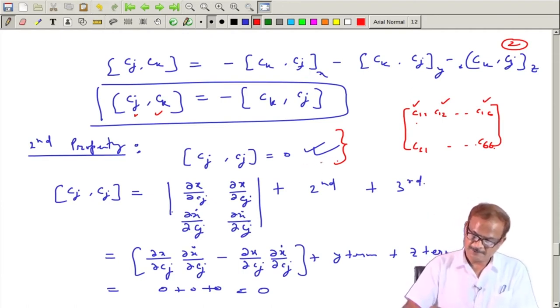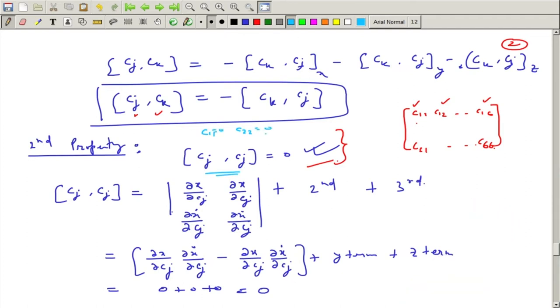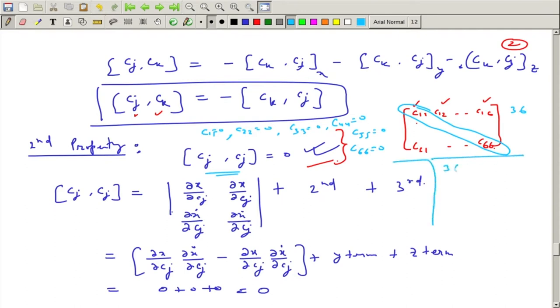So, in view of this second property, your diagonal elements are all 0, because C_11, C_22, from this one you can see that all of them will be equal to 0, C_33, C_44 equal to 0, C_55 equal to 0, and C_66 also equal to 0. So, your diagonal elements vanish. So, in total there are 36 elements here. Out of 36, once the diagonal elements are 0, so 36 minus 6, only 30 need to be estimated. The 30 Lagrange brackets need to be estimated, because the 6 are 0.